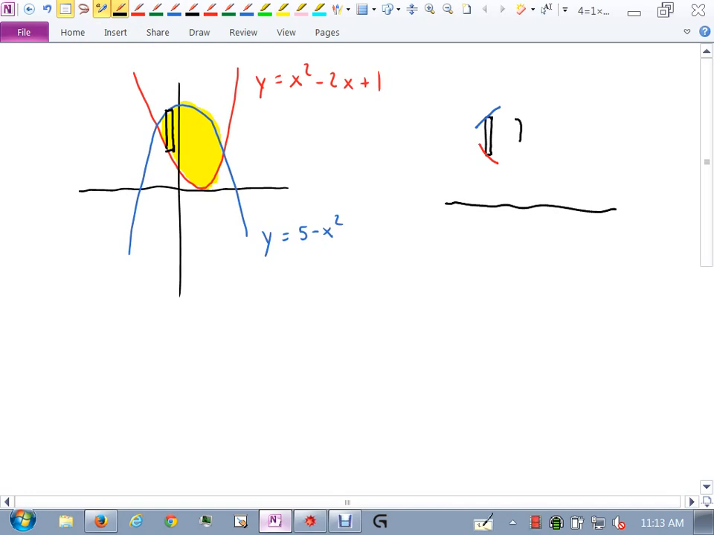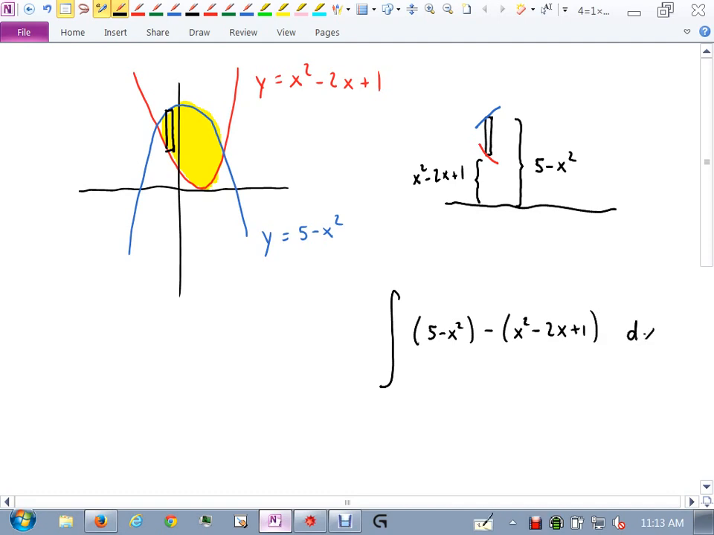The height, let's see, this top is what? How high is that? That's the 5 minus the x squared. And then this one right here is x squared minus 2x plus 1. So the height of just the rectangle is the 5 minus x squared, take away the x squared minus 2x plus 1. So this is the f minus g in the integral, right? So our integral will go the f function, the top one, 5 minus x squared, minus the bottom function, which is x squared minus 2x plus 1, and then dx. I'm going to put the whole thing in a big set of parentheses like that.